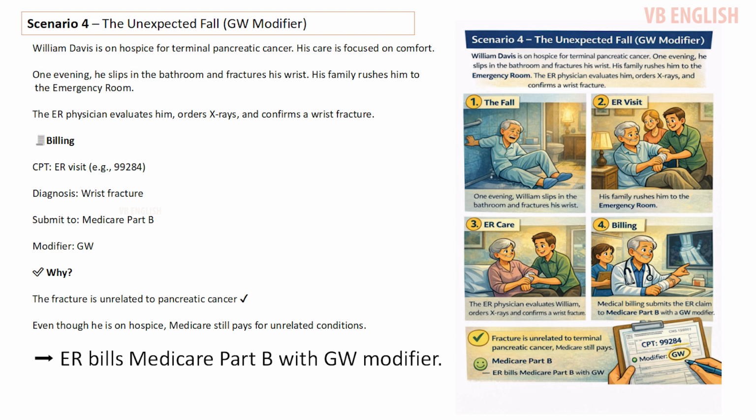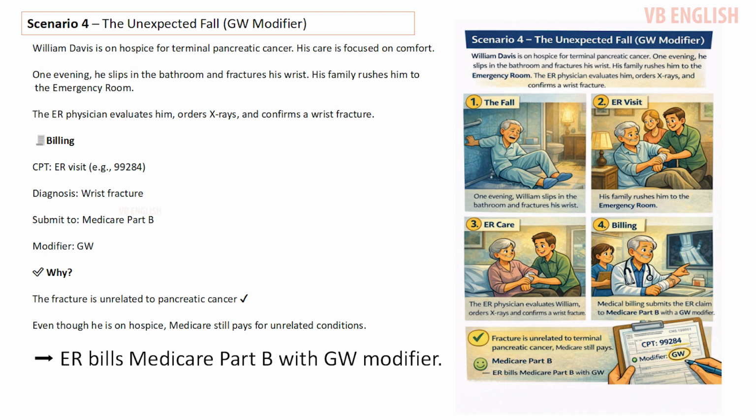Scenario 4. The unexpected fall, GW modifier. William Davis is on hospice for terminal pancreatic cancer. His care is focused on comfort. One evening, he slips in the bathroom and fractures his wrist. His family rushes him to the emergency room. The ER physician evaluates him, orders X-rays, and confirms a wrist fracture.